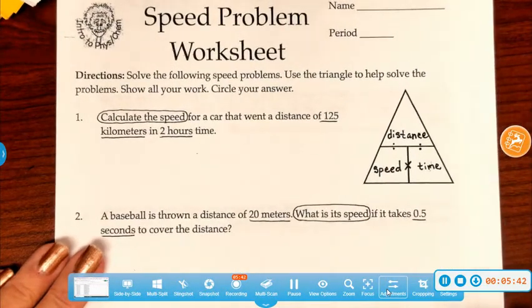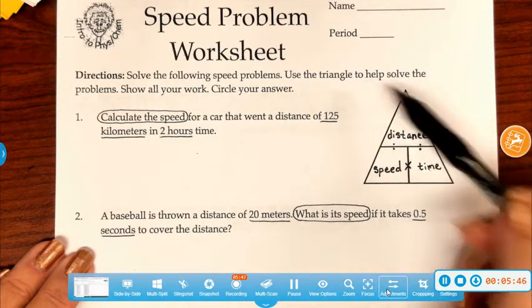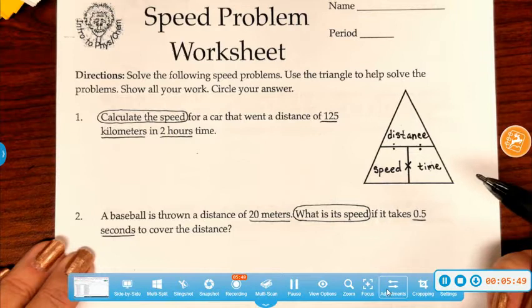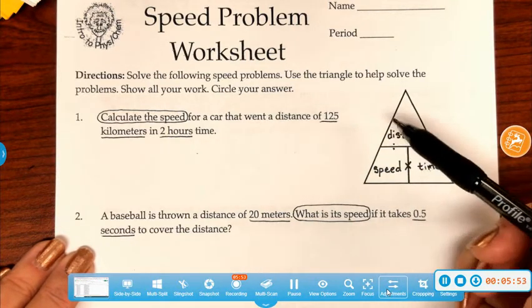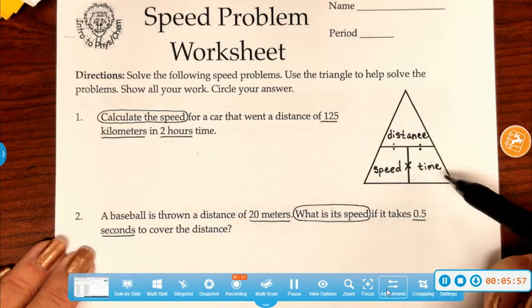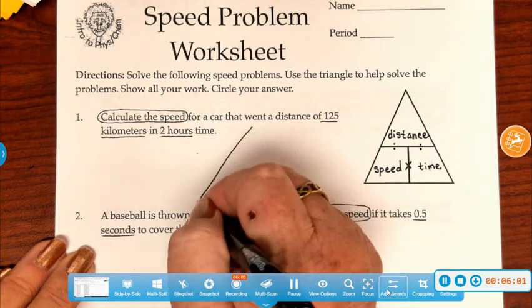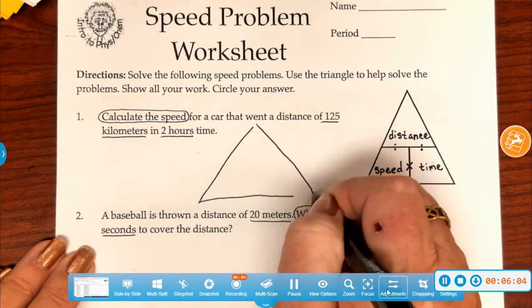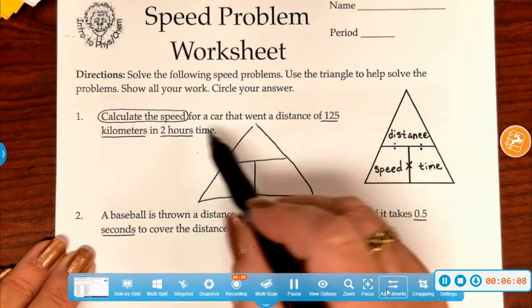So on this assignment, I want you to solve the following speed problems. You can use the triangle to help you solve the problems if you want to. I always want you to show your work. How did you get your answer? Okay? And some students who like using the triangle actually just draw the triangle. Okay? And then they just plug in their values.